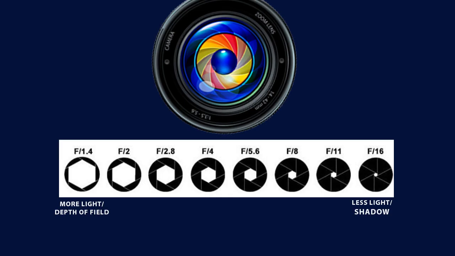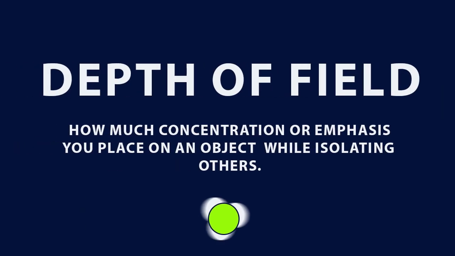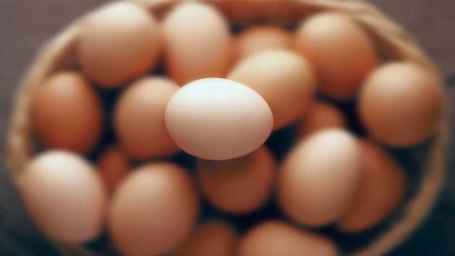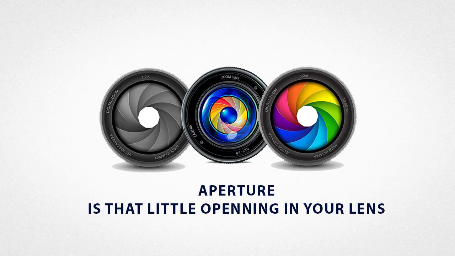The lower your f-stop number is going to determine how much depth of field your image is going to have. What depth of field means is how much concentration or emphasis you have on a particular object while isolating the others. So let's say amongst many eggs, your camera is capturing one egg while the others are extremely blown out. You get? So there are some lenses that have an aperture as wide as 1.4, some as much as 1.8.